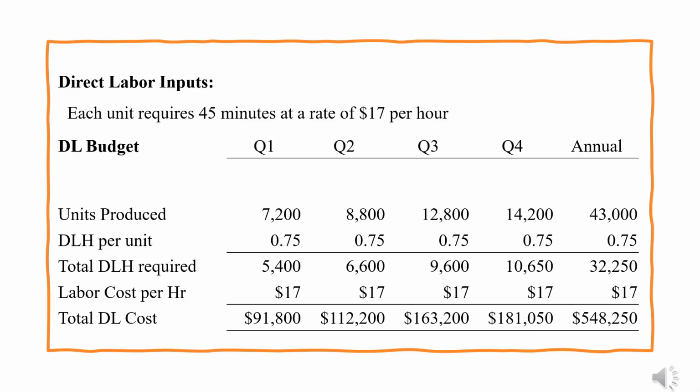I come to the direct labor inputs, and we're told that each unit requires 45 minutes, or 75% of 1 hour, to build at a rate of $17 an hour. So if we look at my units produced of 7,200 this quarter, times 0.75, that's 5,400 hours, times 17 is $91,800 in direct labor. For the year, that's $548,250.